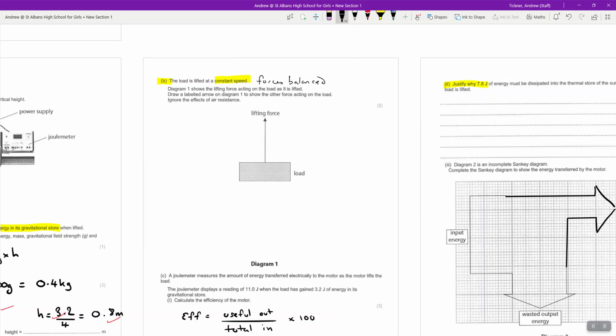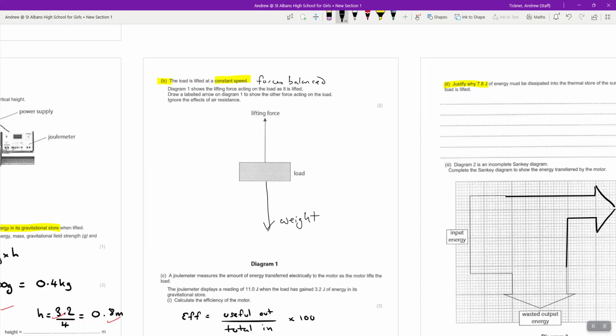Newton's first law: the forces are balanced, so we're traveling at constant speed. That means this upwards force has to be exactly counteracted by a downwards force, and that downwards force is weight. So I need a line that's going downwards, which is about the same length. It would help if that was a straight line, which it isn't. Never mind. So it's a line of about the same length, pointing downwards, and the label for this is weight.